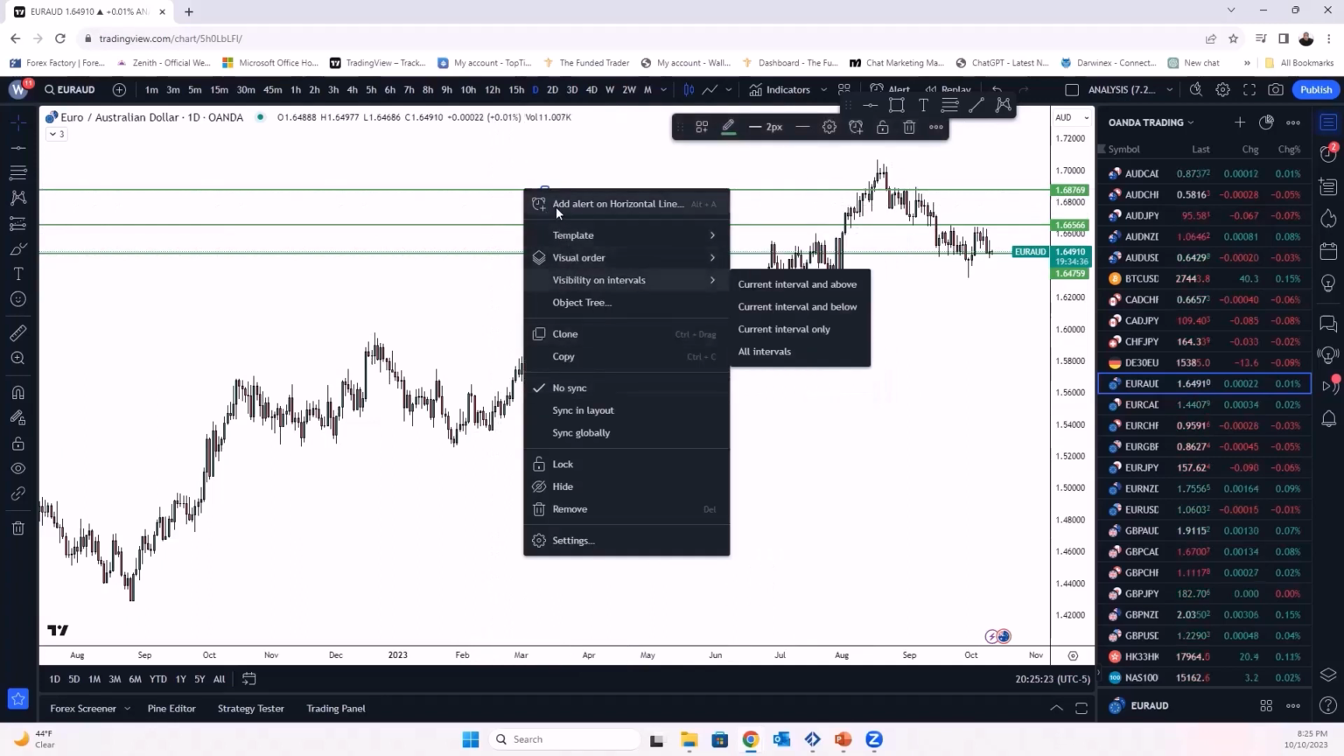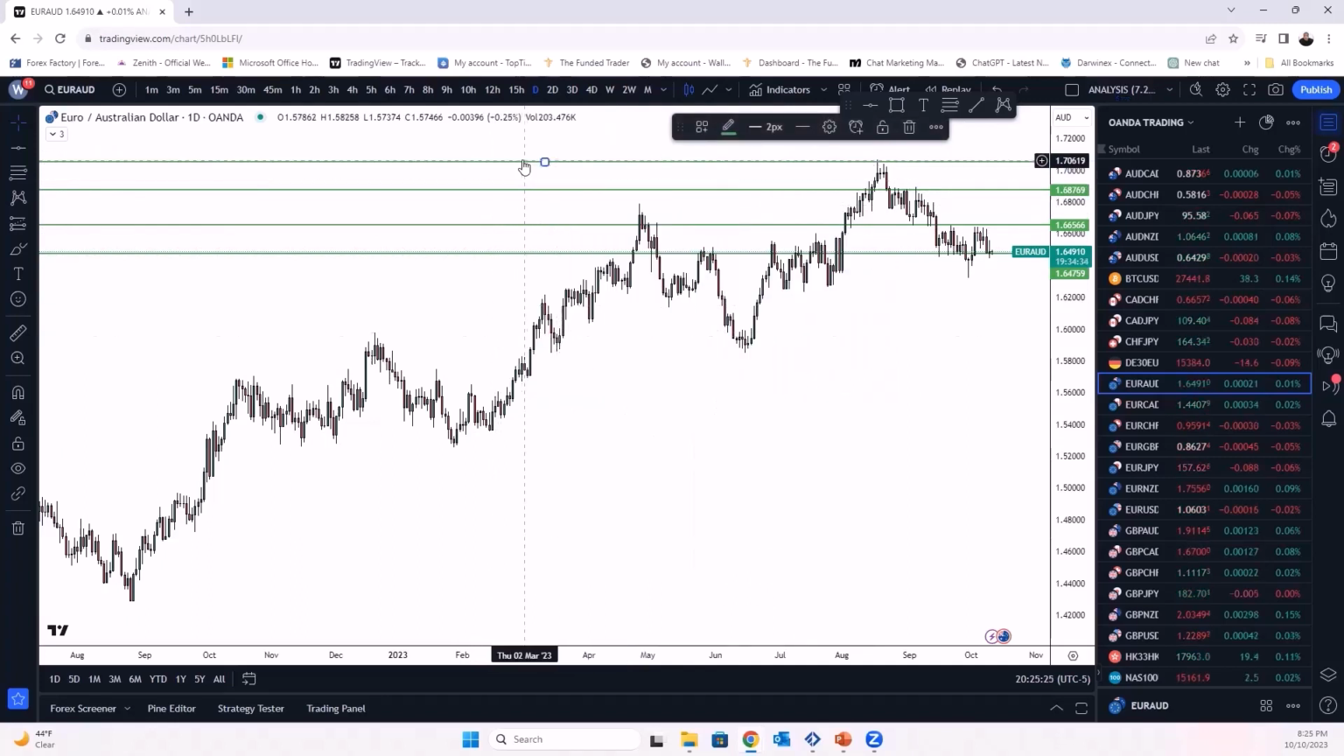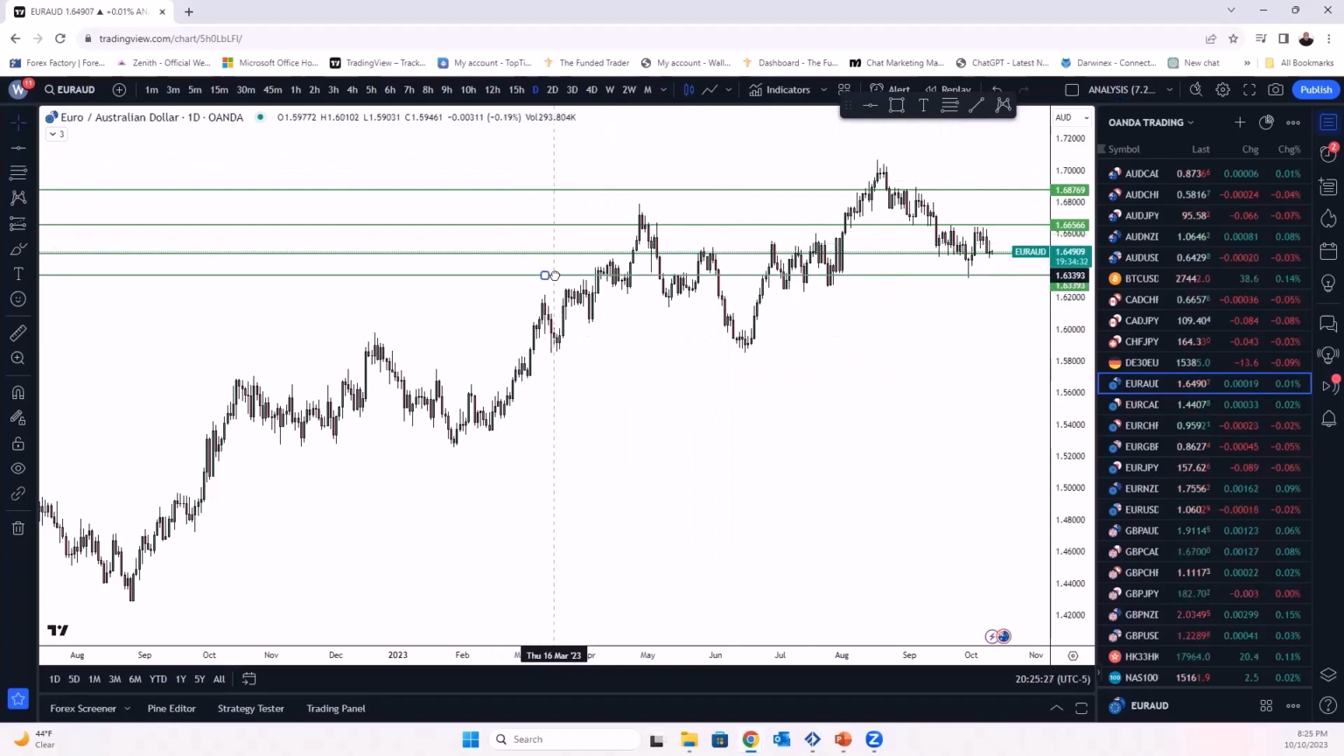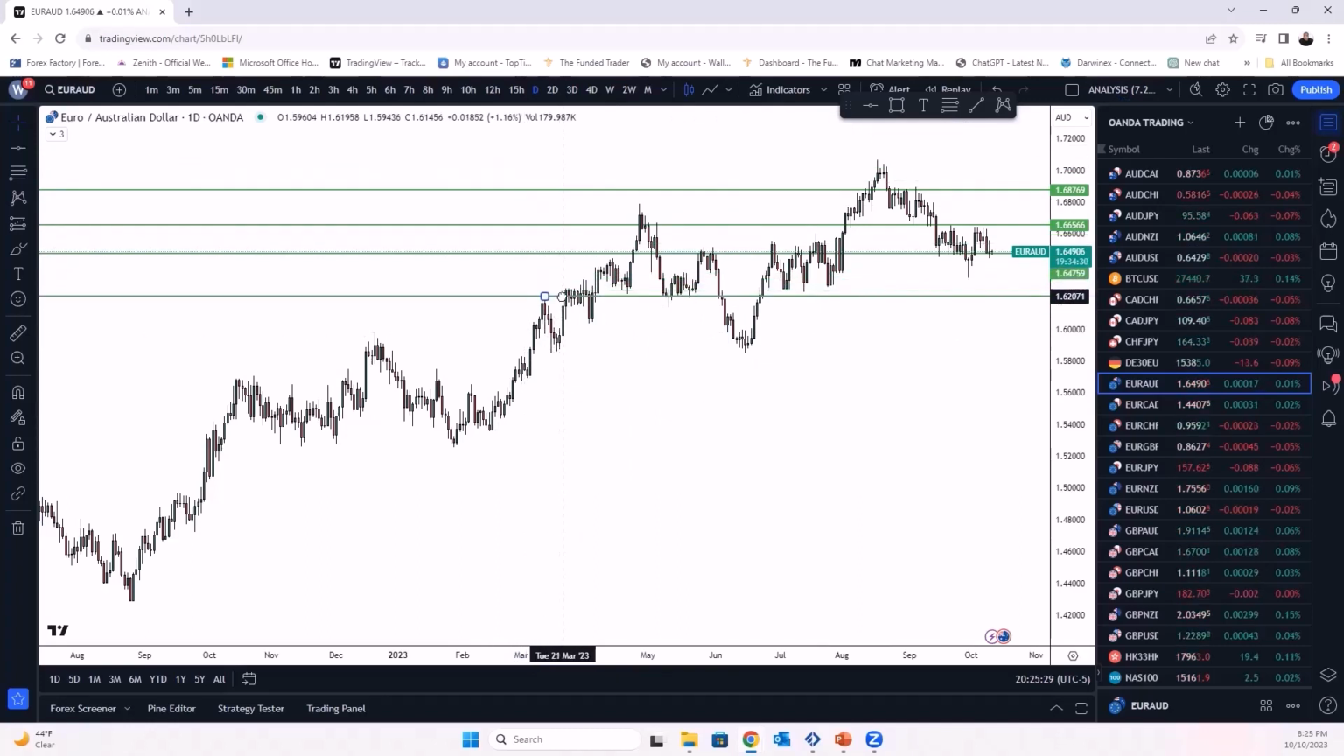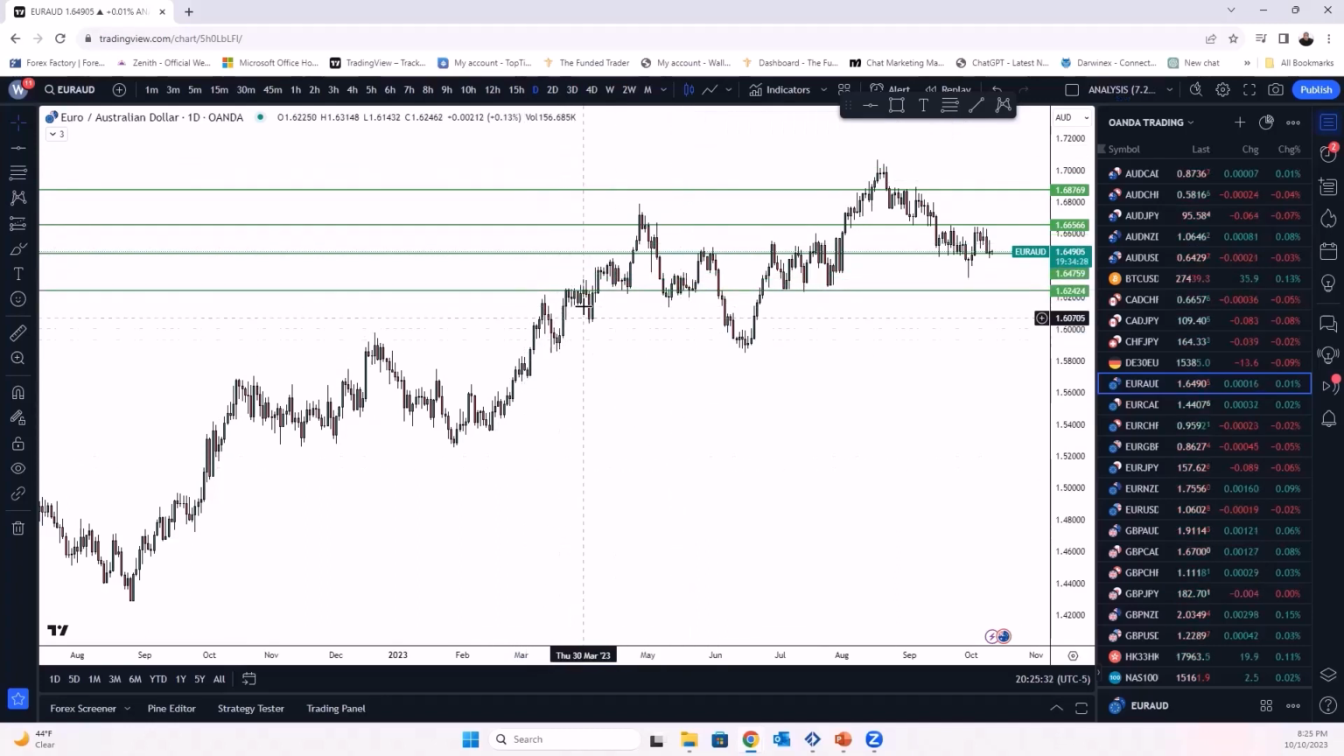Because what this will help you do is it will help you create a playing field for trading support and resistance. So you have resistance right here, then it turns support, support. And so now you have ranges of where price is going to go.